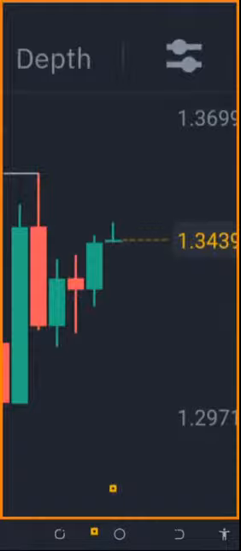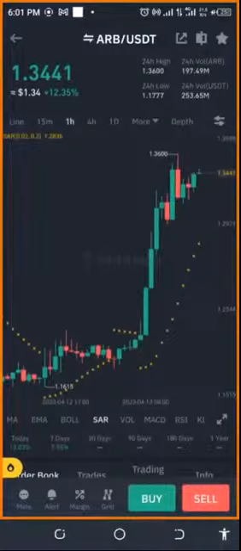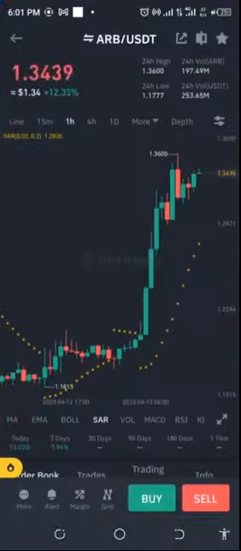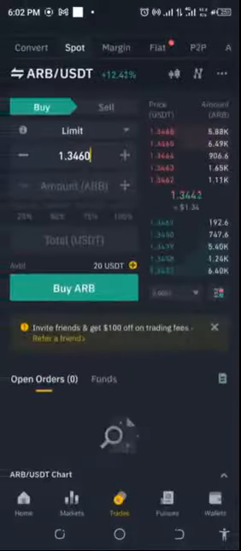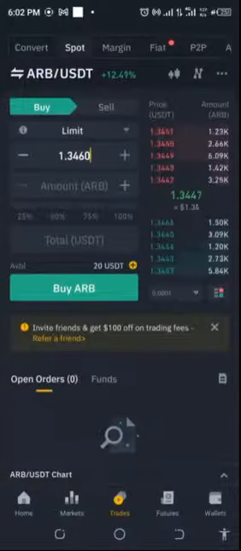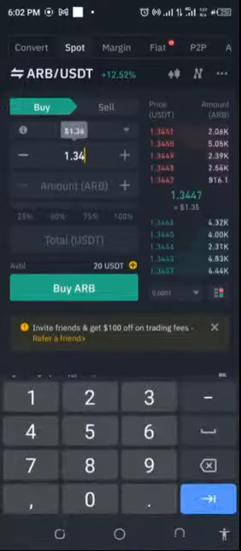I'm going to set a buy limit first, and then afterwards I'm going to set a sell limit, okay? Because you know that spot trading is buying the coin, holding it for a while, and selling it for profit once it rises, okay? So let's go ahead and see how we're going to do this. Let's do a quick simulation. So currently the price is at 1.34. I'm going to take this down to 1.32.